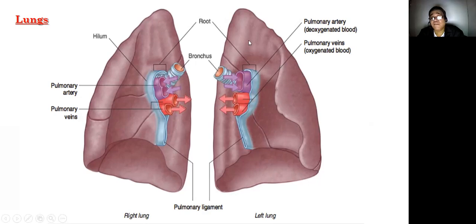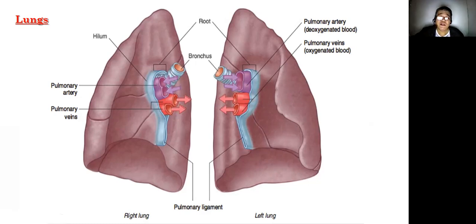If you notice, the lungs have lobes as well as fissures. The left lung has only two lobes, which are divided by an oblique fissure, while the right lung has three lobes, which are divided by two fissures: you have your oblique fissure and your horizontal fissure.